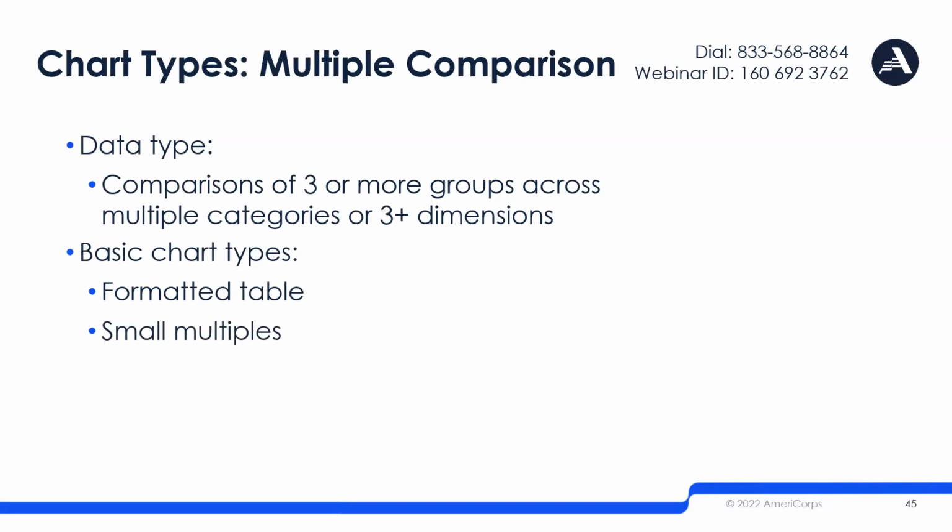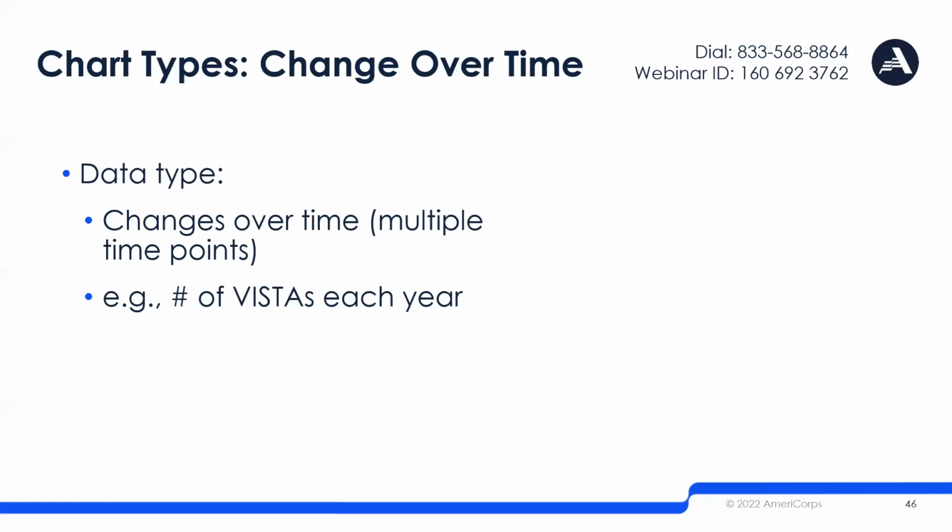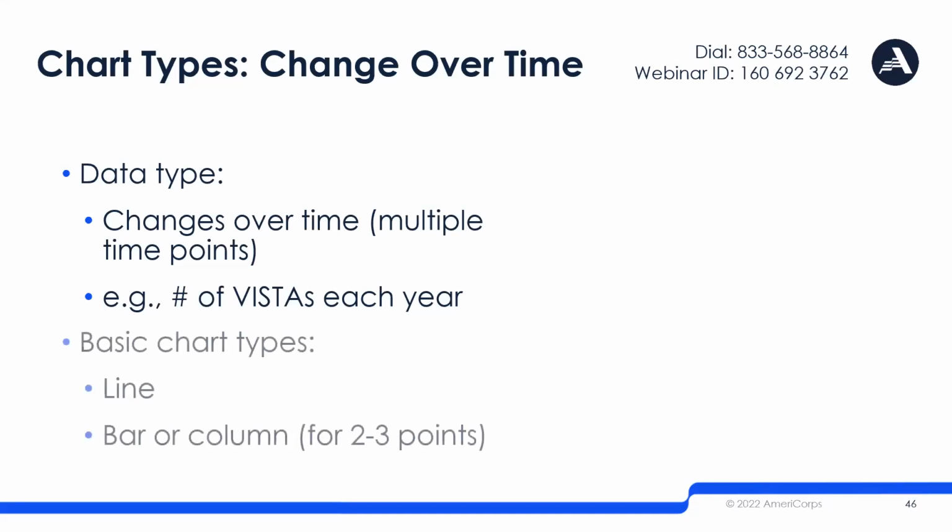Finally, we have change over time. This refers to data that shows data over multiple time points. For example, you could look at the number of VISTA members in a region over the course of several years. This is actually just a simple comparison, but it can be helpful to treat time-based data a little differently. When you have several time points, your best bet is often a line chart.